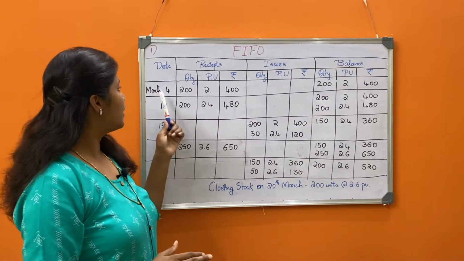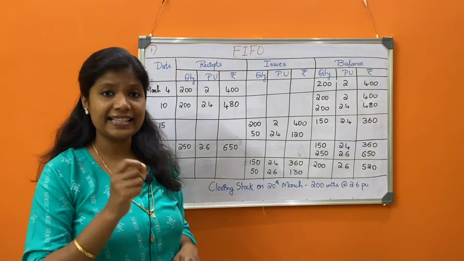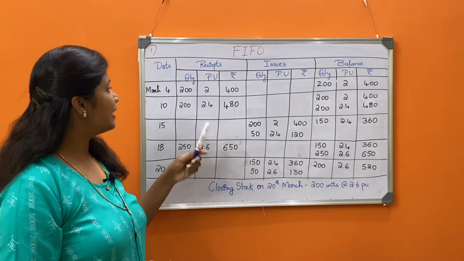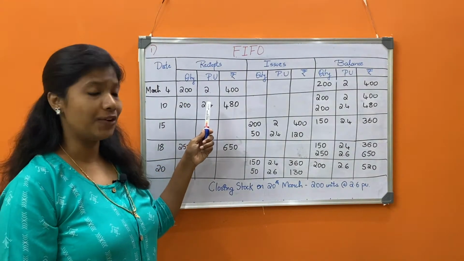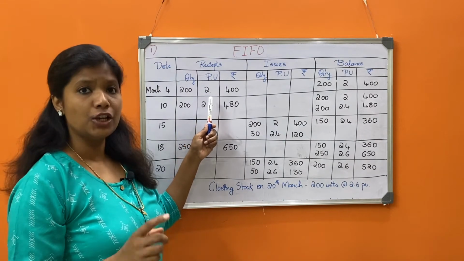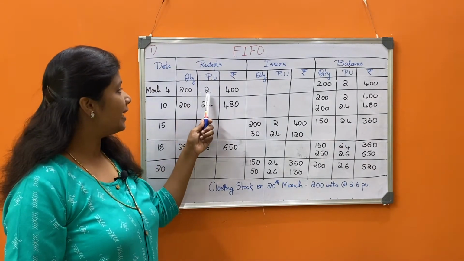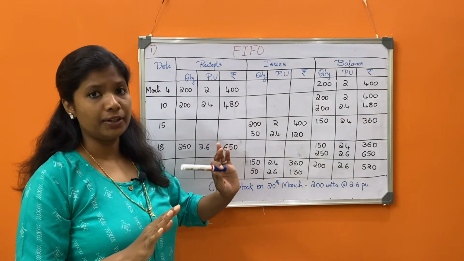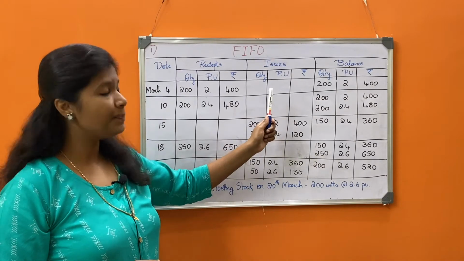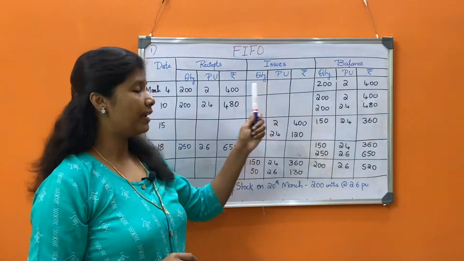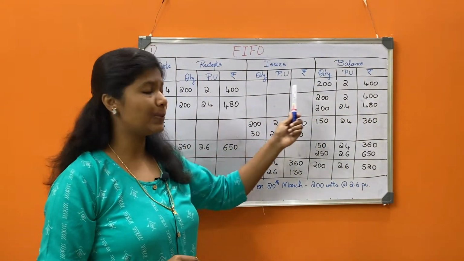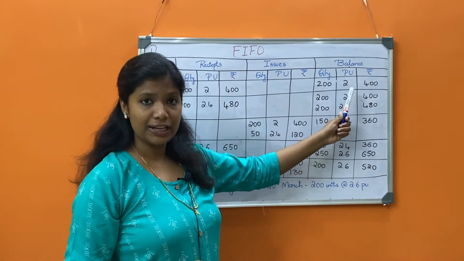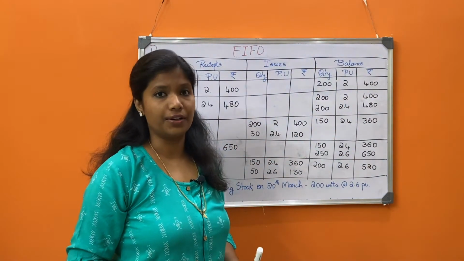Clear? So the first transaction, March 4th, says received goods 200 units at the rate 2. So you will directly write under quantity how many units? 200. At what rate? 2 rupees. So you will multiply 200 into 2, 400. And is there an issue on that particular day? No. So keep it nil. Move on to the balance. Whatever you have received, straight away write it over in the balance. 200 units at the rate 2, amount is 400.